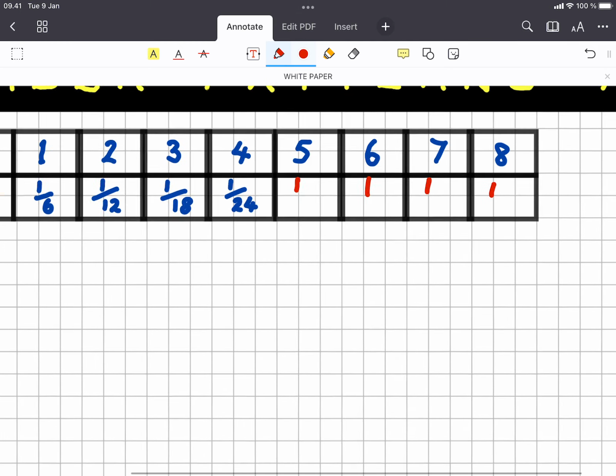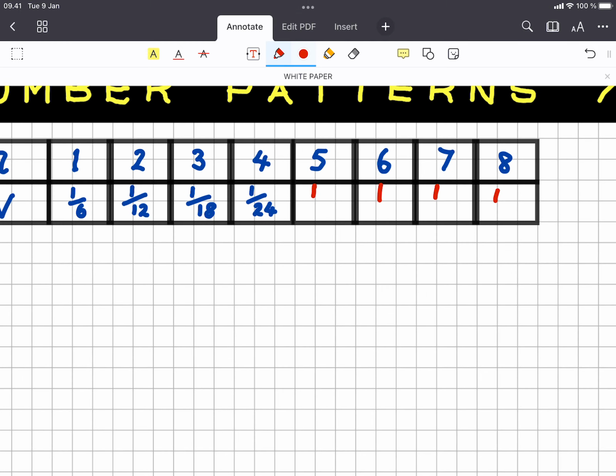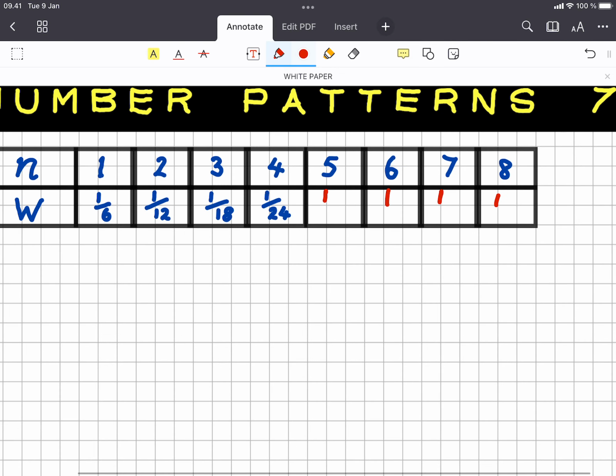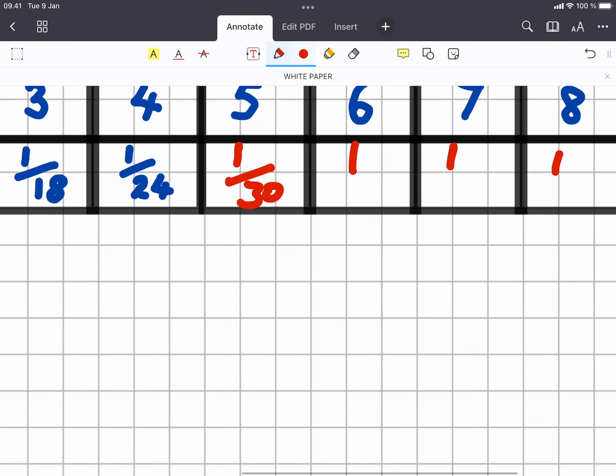So 6, 12, 18, 24. We can see those denominators are increasing by 6 every time. So we can make the predictions for the subsequent terms. 30, 36.